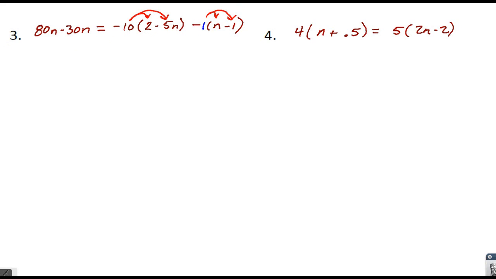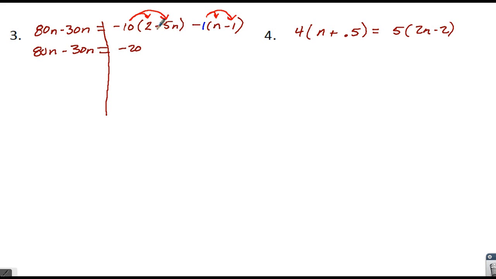So let's start right here. So first thing, I'm going to bring down 80n minus 30. Put an equal sign there, and put a nice straight line because it's going to be kind of a long equation. Negative 10 times 2 is negative 20.